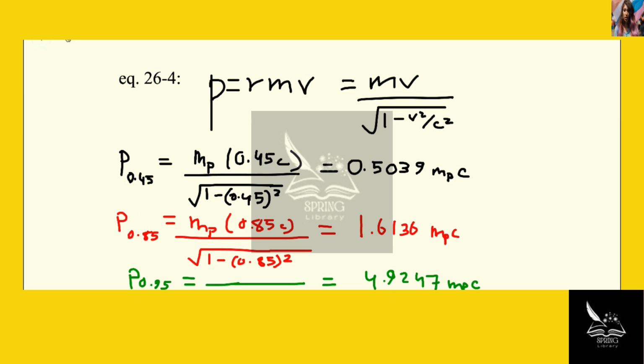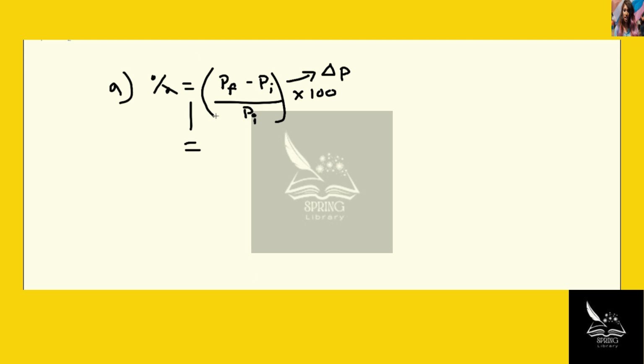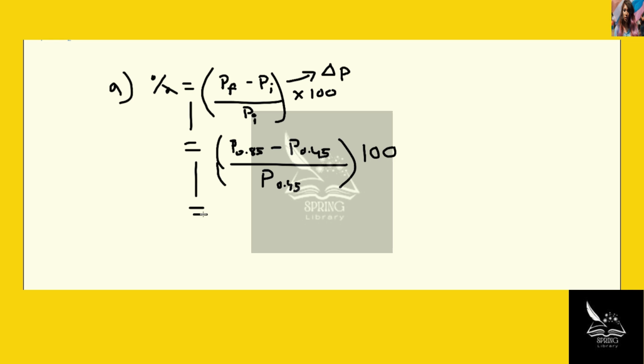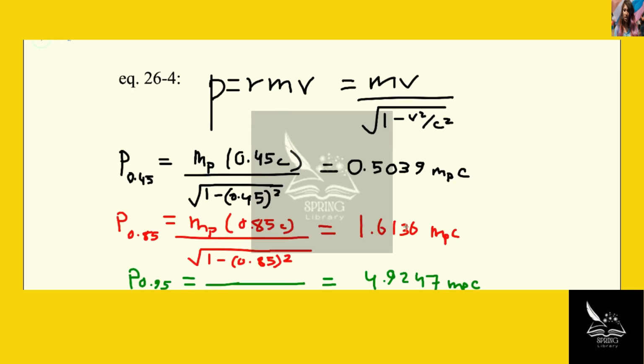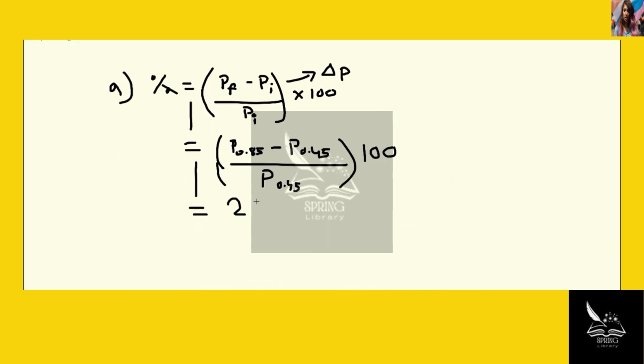And so for the first one, you want a percentage change from P 0.45 to P 0.85, and the initial is P 0.45, times 100. And you already have everything in units of mp and c. So it's a simple arithmetic problem there. What you get is 220%. So this gives you something in percent.